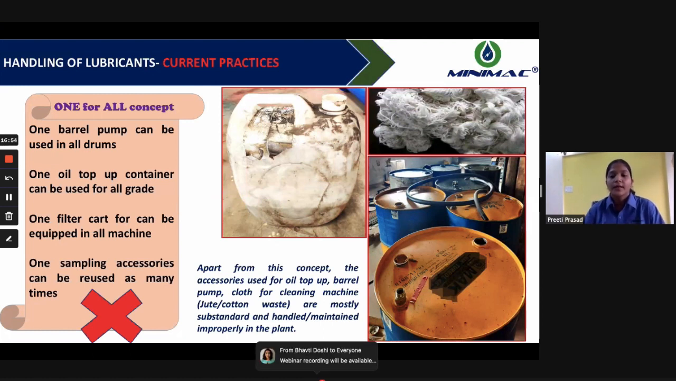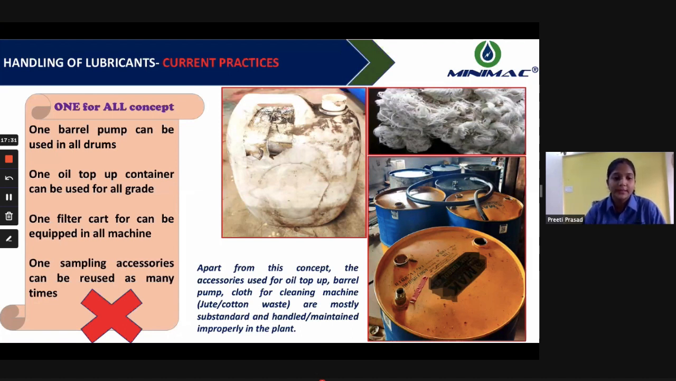Barrels are also left open. Whether it is used or not, the bungs are open, the caps are open, which directly gives contamination to the barrels. One filter cart is equipped for all the equipment and machines. I will say very few companies are using a filter cart to clean the oils in their machines. And one filter cart being reused on all the machines should be avoided as much as possible.